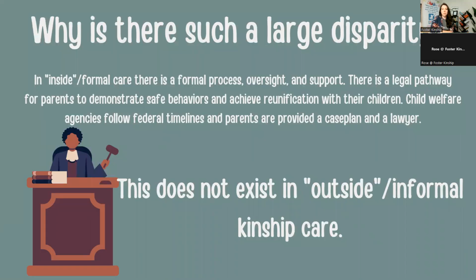So the big disparity between outside and inside is simply this: there is no formal path to reunification outside of the foster care system. It does not exist. There is no oversight, there is no support, there is not a legal consistent pathway like there is under ASFA and all of the federal guidelines and laws that dictate how we operate in child welfare. So when we talk about our child welfare system having the number one goal be reunification, but we see a lot of kids who touch the child welfare system diverted into informal outside placements, reunification is no longer the main goal because there just is no support for those kids.